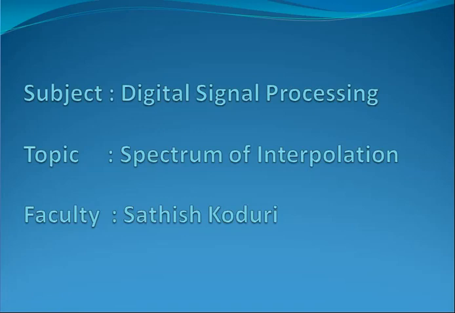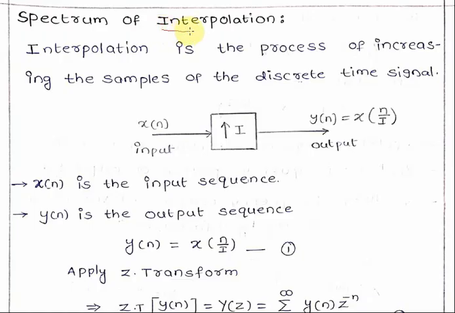Today our topic is Spectrum of Interpolation. Interpolation means the process of increasing the samples of a discrete time signal. This is the symbolic representation of interpolation, where x often represents input and y often represents output. The interpolation is denoted by x of n by I. Y of n is equal to x of n by I.